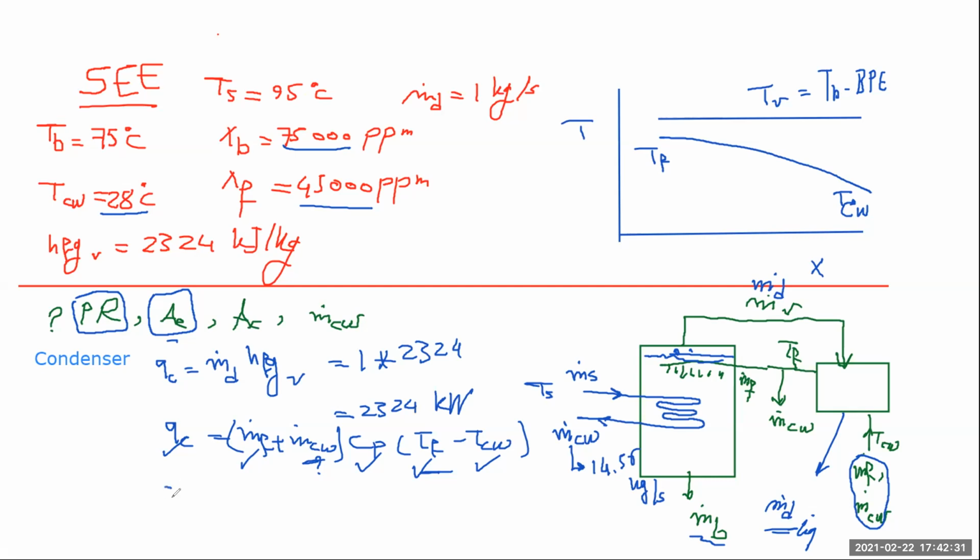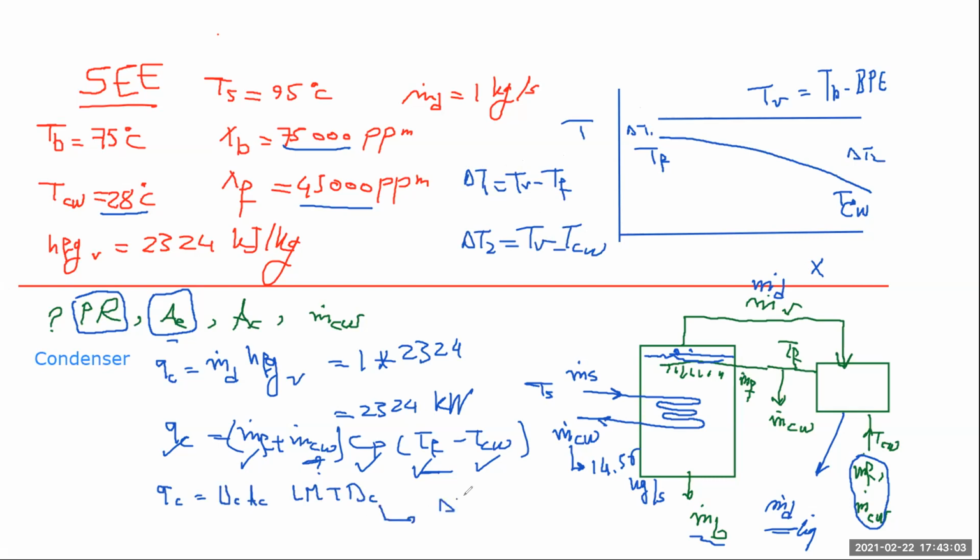QC also is equal to the overall heat transfer coefficient in the condenser, times the area of the condenser, times the log mean temperature difference for the condenser. Now here we have delta T1 and delta T2, where delta T1 is T vapor minus Tf, and delta T2 is T vapor minus T cooling water, so that the log mean temperature difference is delta T1 minus delta T2 divided by ln delta T1 over delta T2. When you calculate it for this system, you'll find that it's equal to 17 degrees centigrade.